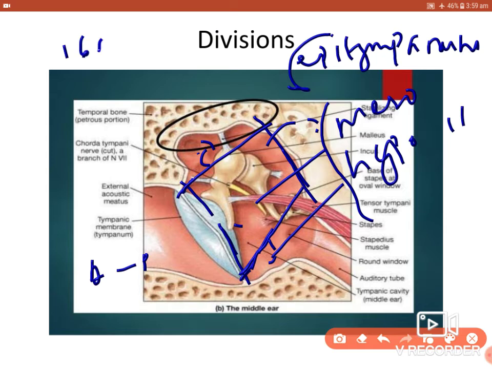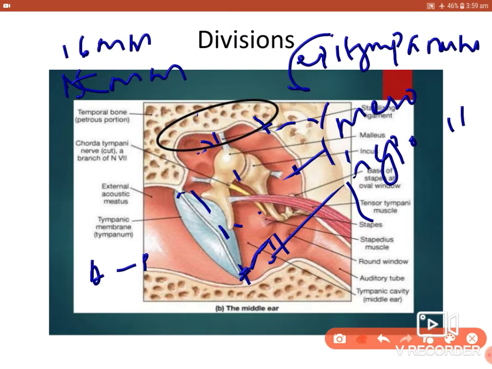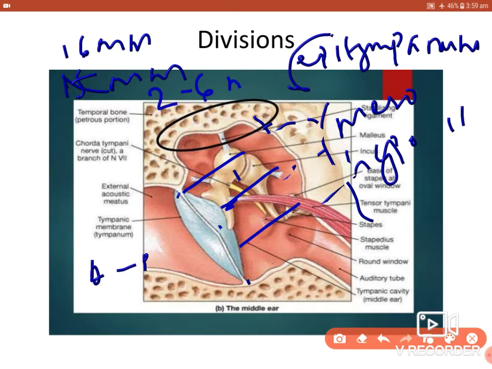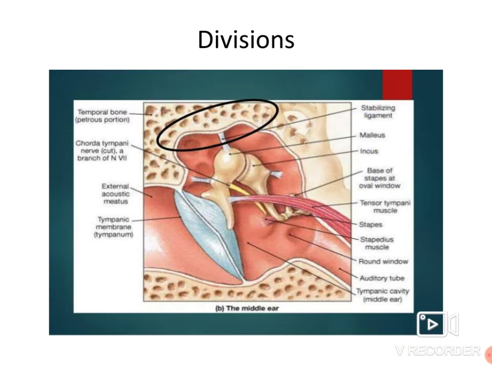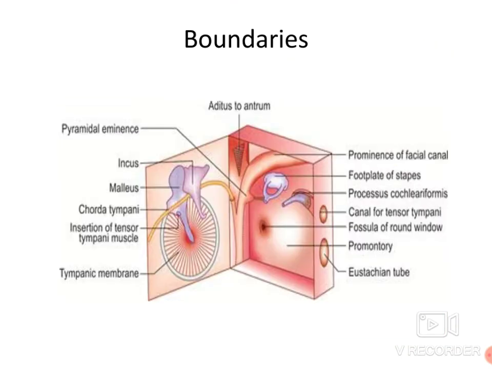Okay. Coming to the dimensions, the anteroposterior length, from anterior to posterior, is 16 millimeters. The vertical dimension is 15 millimeters. Then the transverse diameter is lower in the middle. It ranges from 2 to 6 millimeters. Okay. These are the dimensions of the middle ear.